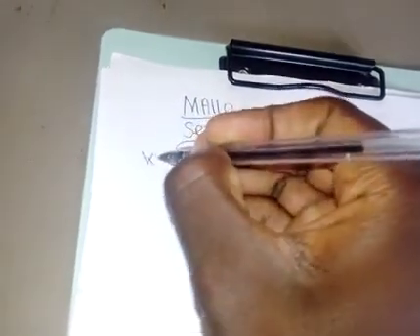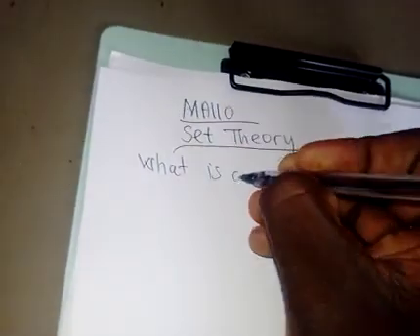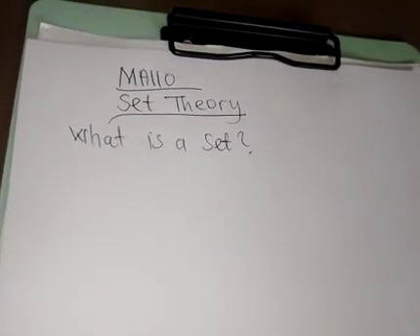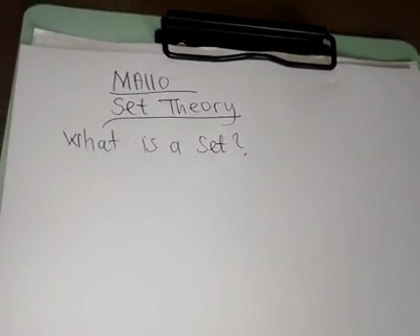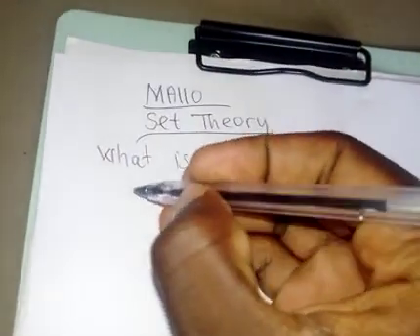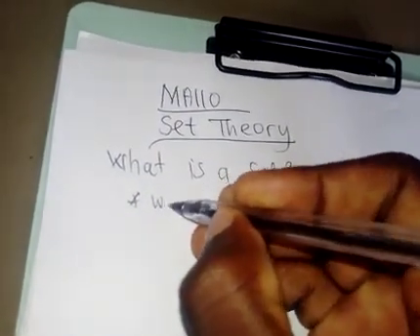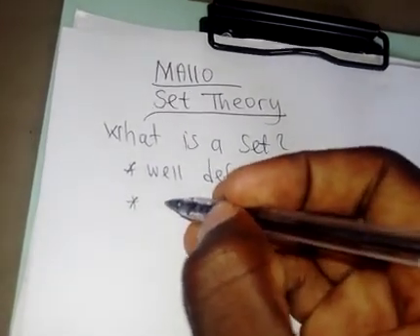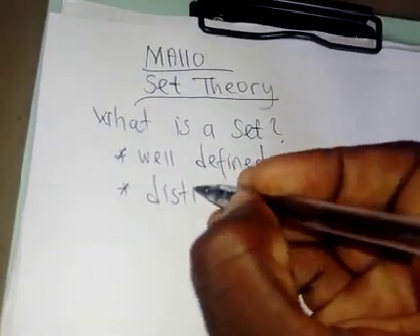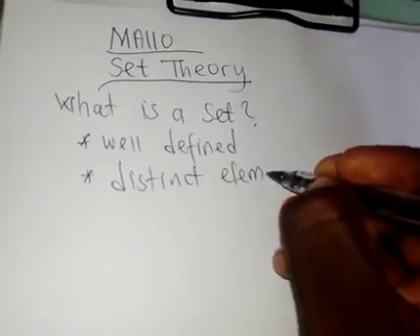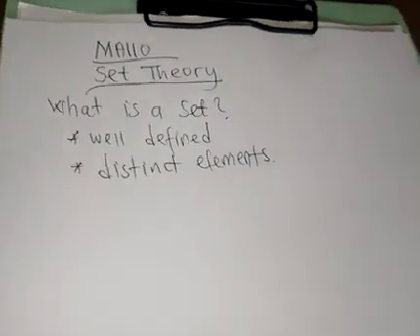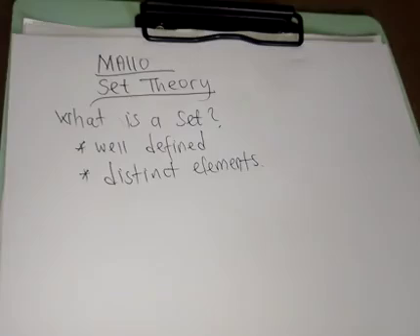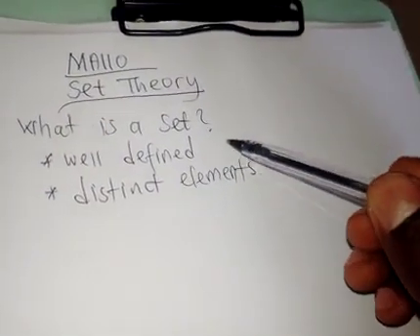The first thing we have to do is define a set. So what is a set? By definition, a set is a collection of well-defined objects, or simply a collection of distinct objects. So in that definition, we have things like well-defined and distinct elements. These are the key phrases in the definition of a set: a collection of well-defined or simply distinct elements. Now, what do we mean by saying the elements in a set should be well-defined?